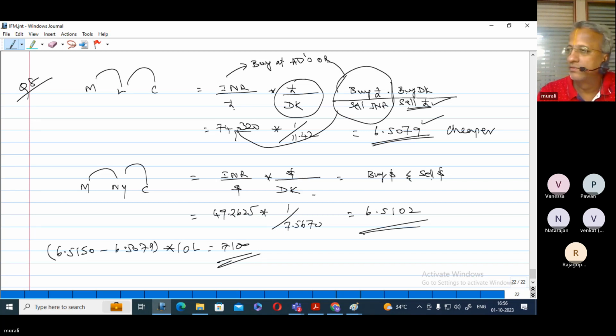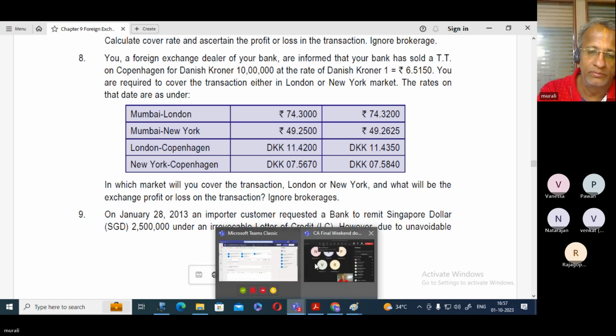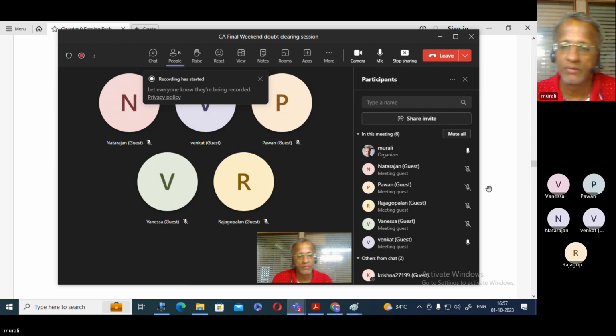Rajagopala? Yes, sir. How about Vanessa? Are you clear? Yes, sir. See, A divided by B into B divided by C is equal to A divided by C. That is the basic mathematics. Is that right?